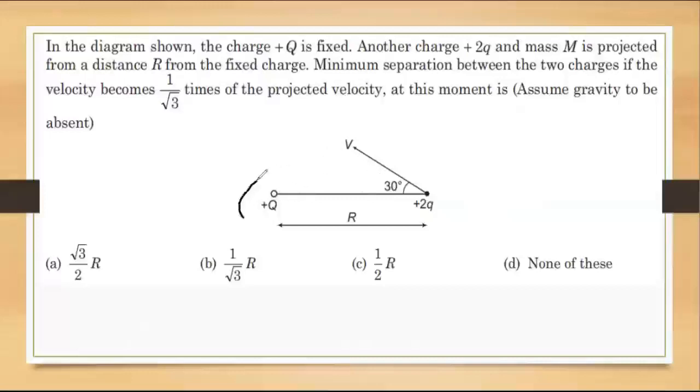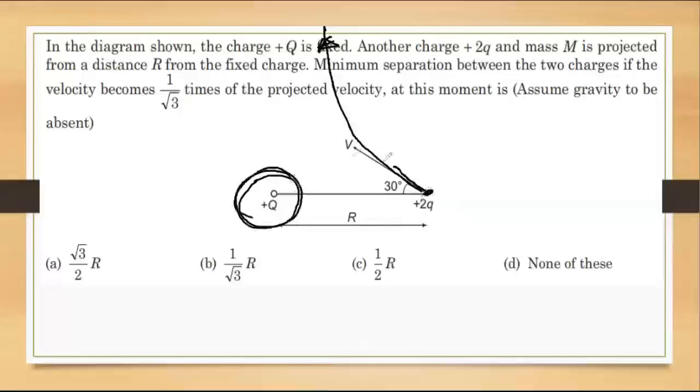See, here the charge is fixed, okay? And the other charge is thrown in this direction, but its movement will be along this path only, like that. Because the distance increases, it will repel, right? That is why.